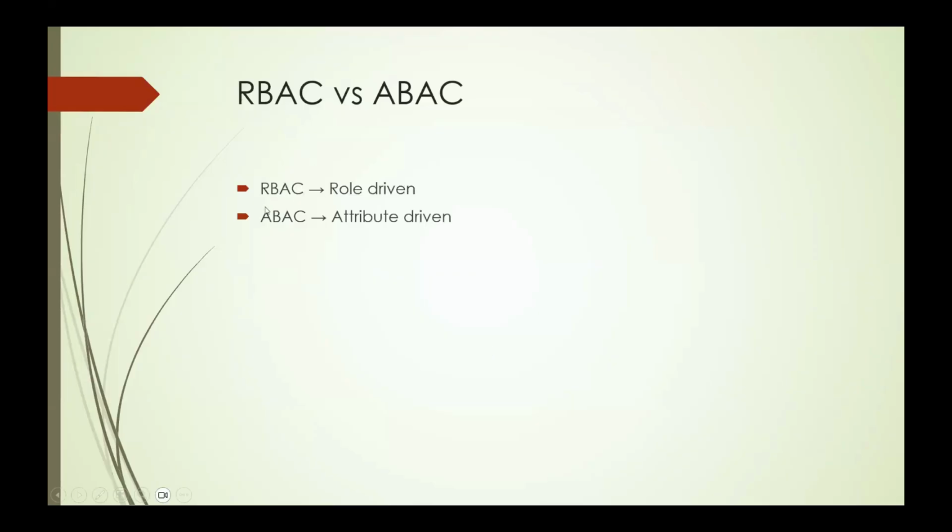The difference between RBAC and ABAC is that RBAC is role driven, whereas ABAC is attribute driven. An example for role-based access control is that we have different roles in the organization like HR role, manager role, admin role. Depending on the role we have, the access will be provided. Whereas attribute driven is based on user attributes or device attributes, time, location, and sometimes also risk score.